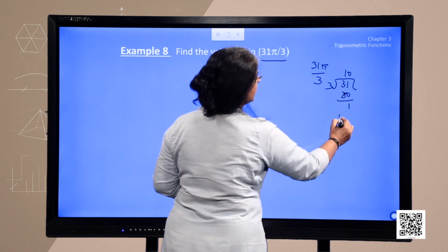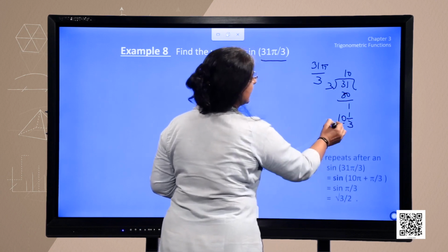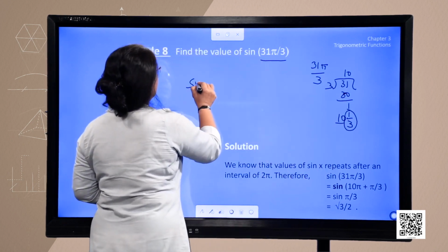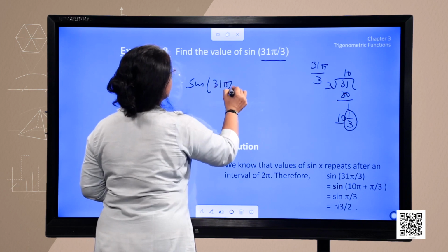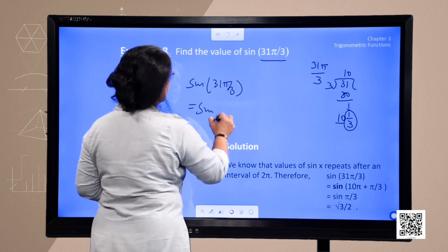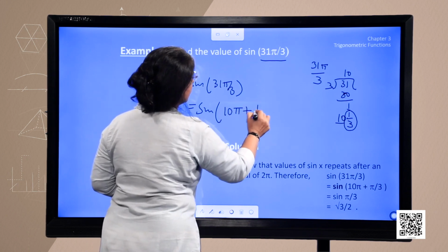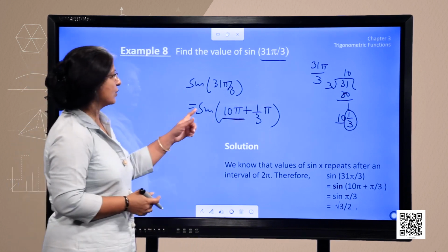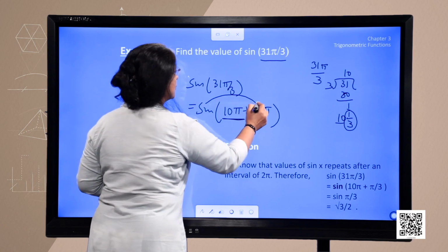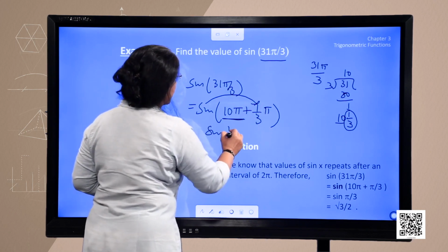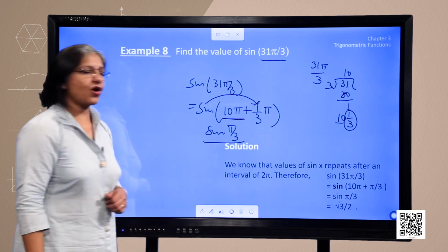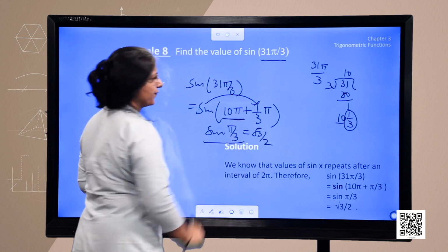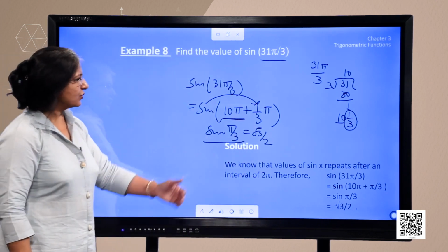So, we can write this as 10 and 1 by 3, where 10 is the whole part and 1 by 3 is the fractional part. We can break sin 31 pi by 3 into sin of 10 pi plus 1 by 3 pi, where 10 pi will not make any change in the value of sin. Therefore, we can jump to simply sin pi by 3, and sin pi by 3 you already know is root 3 by 2. So, this was the solution of this example.